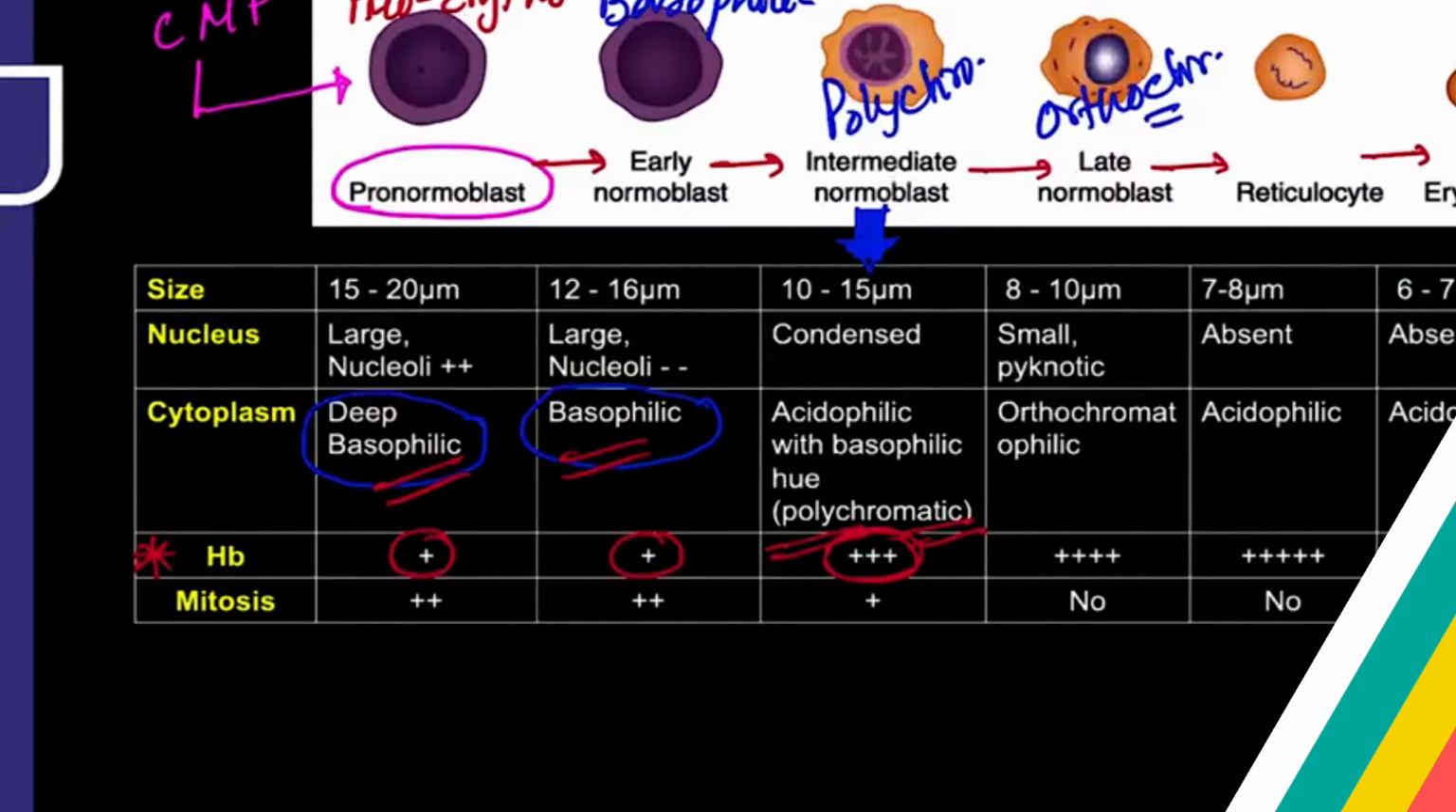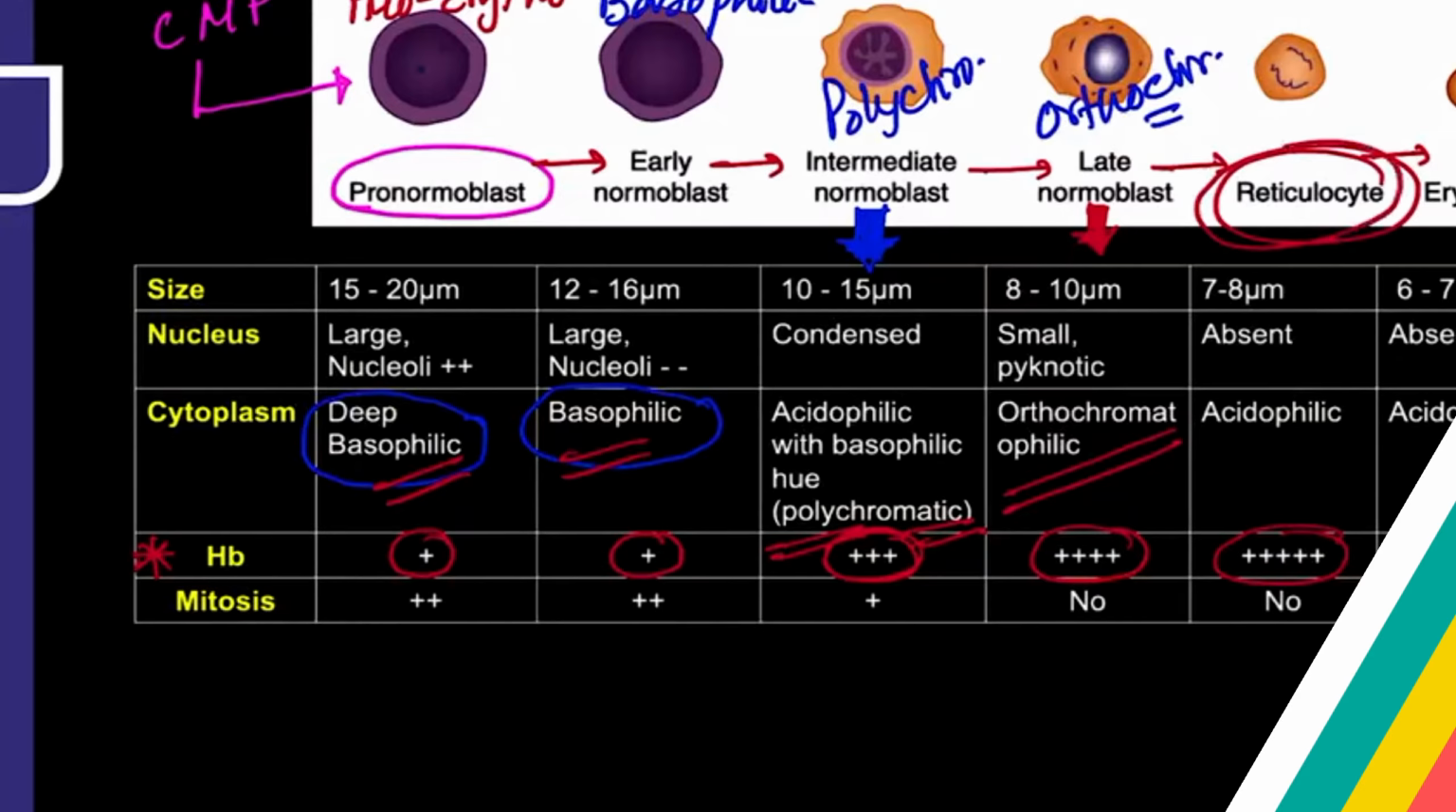Then the hemoglobin content will increase more and more towards more maturity. Whenever hemoglobin is becoming more and more, the cell will take more and more amount of pinkish stain, right? That's why in the late normoblastic stage, pink color is so much that the cell looks reddish pinkish in color, and that is known as orthochromatophilic cell or late normoblastic cell. After this, what happens? Hemoglobin will still go on rising, but now the cell will lose its nucleus completely, and this cell is known as the reticulocyte.